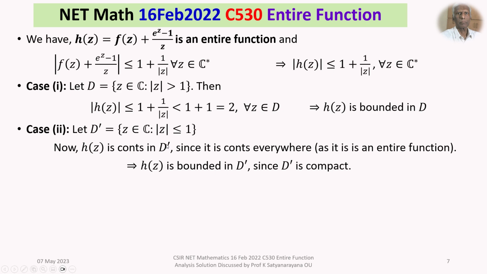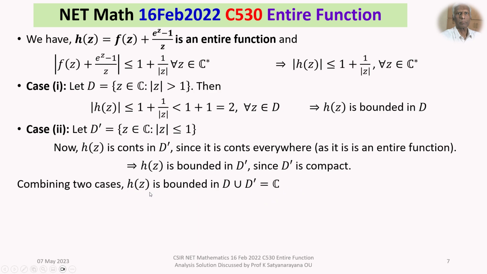Now h of z is continuous in D prime, where D prime is compact. So continuity and compactness imply boundedness. Therefore, h of z is bounded in D prime. This is so because D prime is compact and h of z is continuous. Combining these two cases, h of z is bounded in D and bounded in D prime, and D union D prime is the whole complex plane. Therefore, h of z is bounded in the whole of the complex plane.